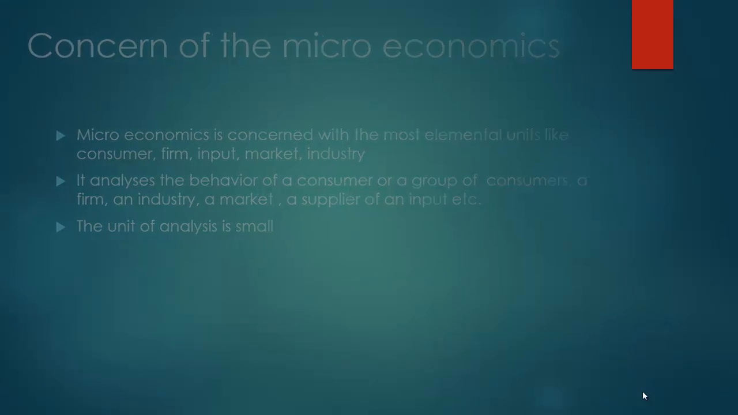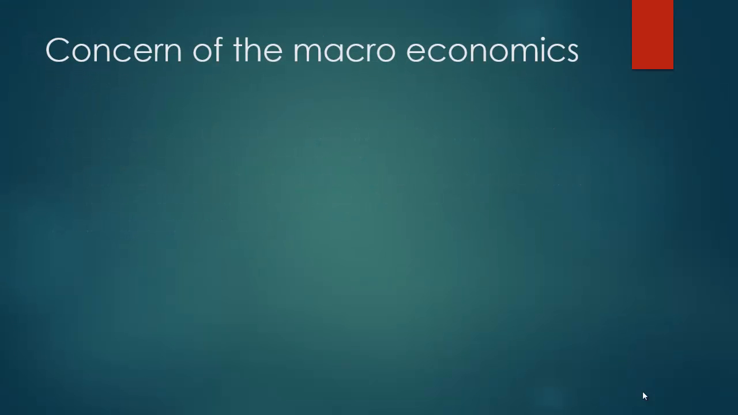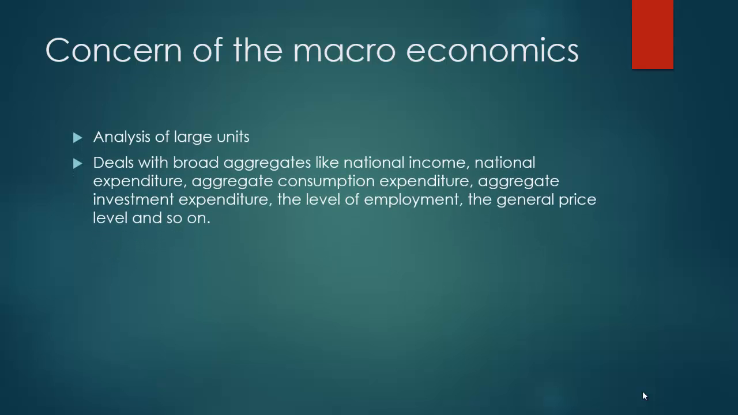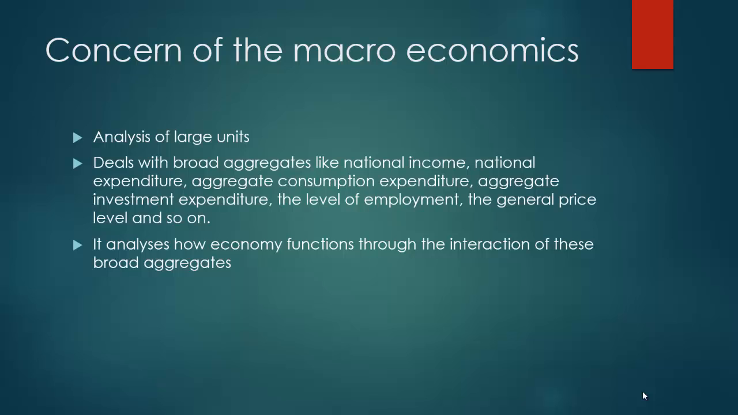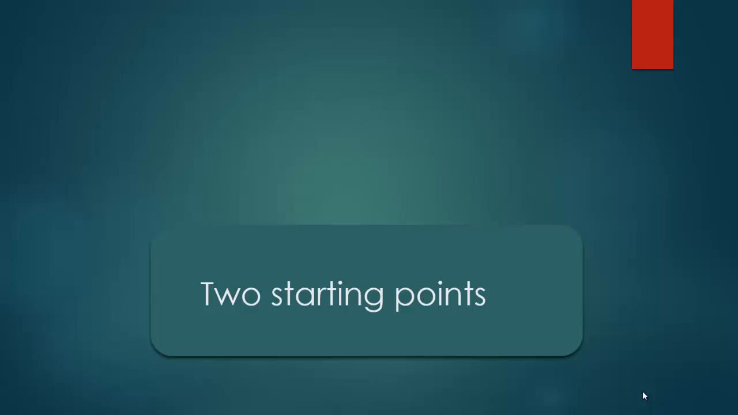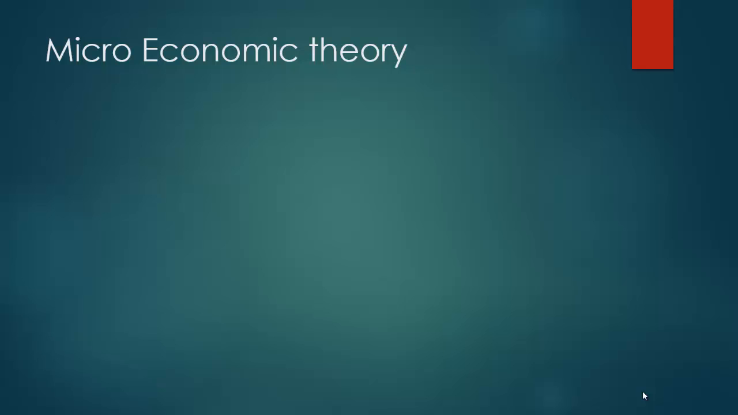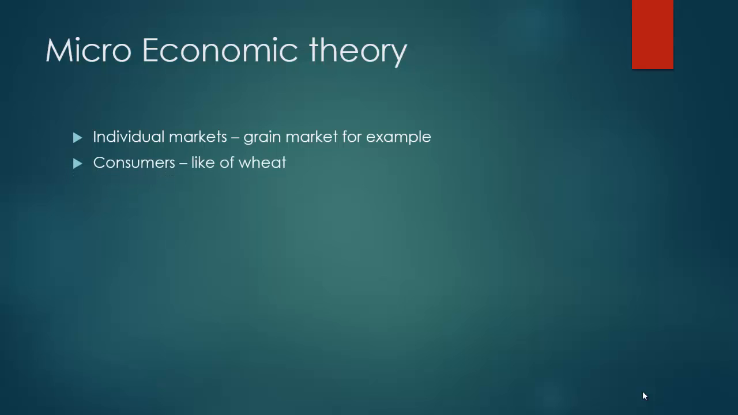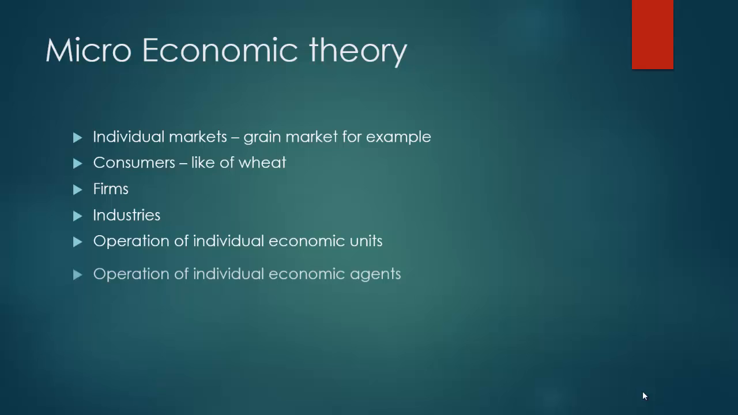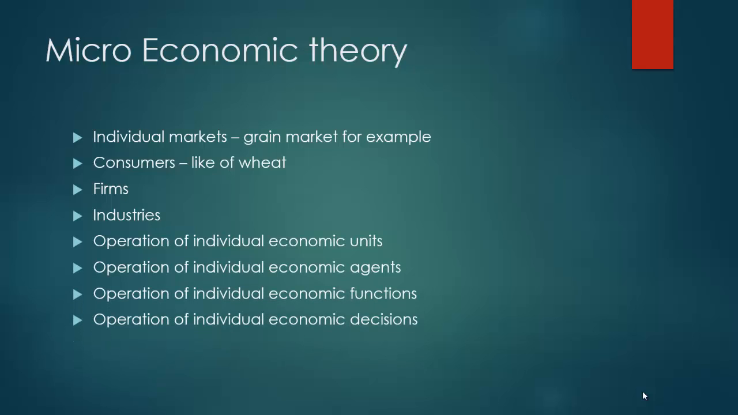In contrast to this, with macroeconomic theory, the unit of analysis is large. In fact, both micro and macroeconomics are two ways of looking at the same thing, the functioning or the working of an economy. They are two starting points in analyzing how an economy functions or operates. Microeconomic theory focuses attention on individual markets, like the grain market, consumers, say of wheat, and also firms, industries. It is an in-depth study of how these individual economic units, or agents, operate or function or make decisions, as well as how they interact with each other.